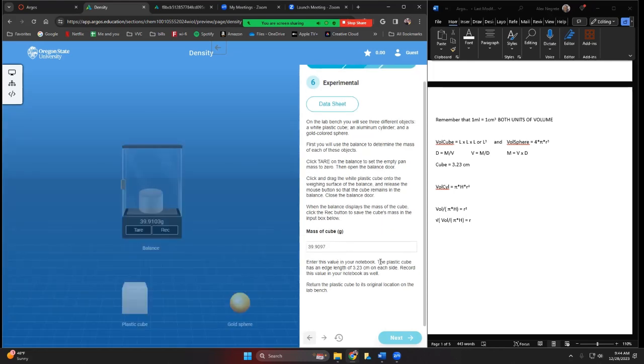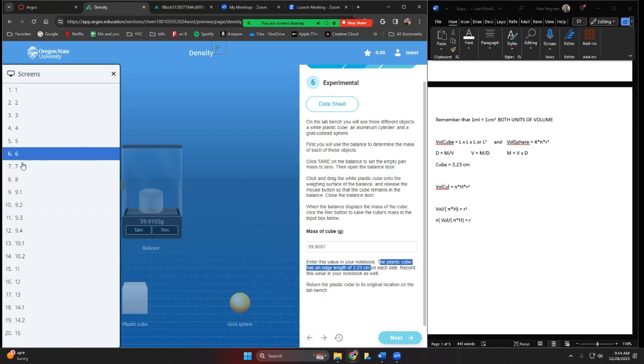Mass of the cube. The plastic cube is 3.2 centimeters long. Why do we need that? Because we need the volume of the cube, right? So make sure that you are writing this information down, looking for information that might be relevant. You won't have this here. This is just for the instructor here. I'm gonna just hop a couple pages.